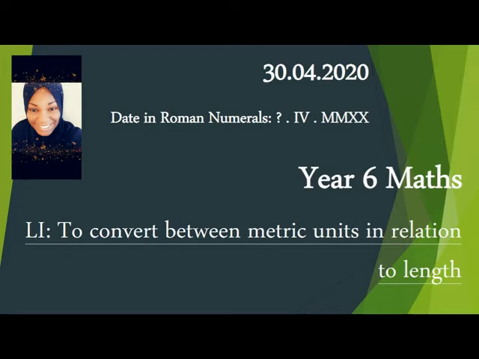So I'd like you to write down today's date, the 30th of April 2020, and I'd like you to write the learning intention, which is to convert between metric units in relation to length. You'll notice with our Roman numerals, I've missed out a part of our date. So can you write in the date as it should be in Roman numerals? What letters should be there?